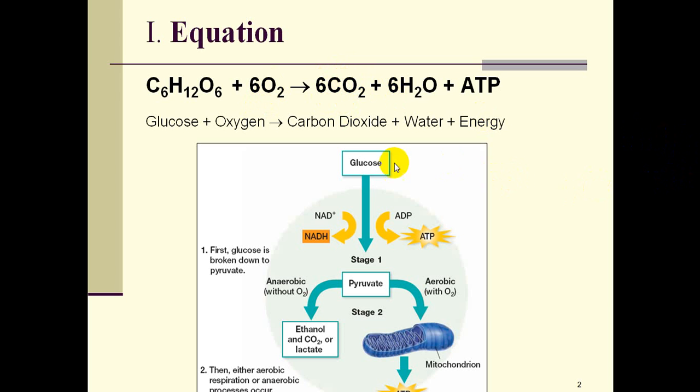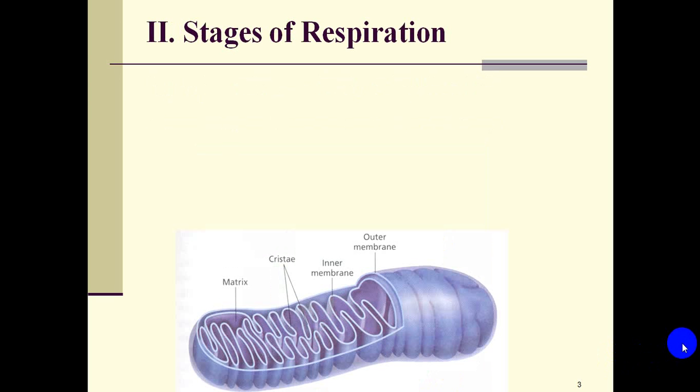This schematic here shows you how glucose, as our reactant, will go through a couple of stages to become a pyruvate molecule and then either a waste product of alcohol, ethyl alcohol, and some CO2, or lactate, or it will enter mitochondrion, plural would be mitochondria, to create a lot of ATP. And we'll talk about the different circumstances under which these would happen. So let's talk about the stages of respiration.